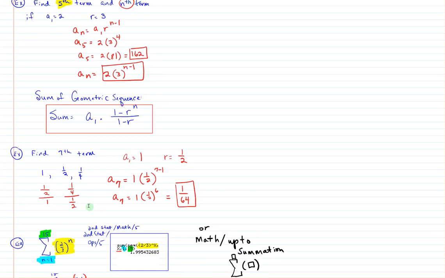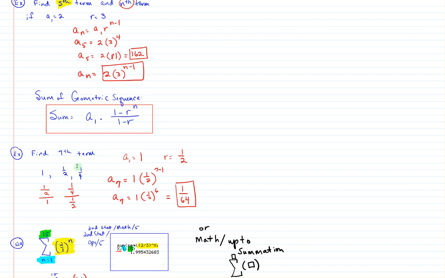The sum of a geometric sequence is this formula: the first term times 1 minus r to the n, over 1 minus r. That's just another formula that we'll see in a little bit. I'm putting that right there.